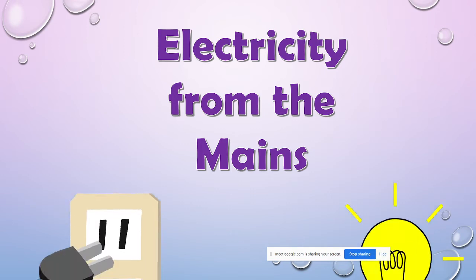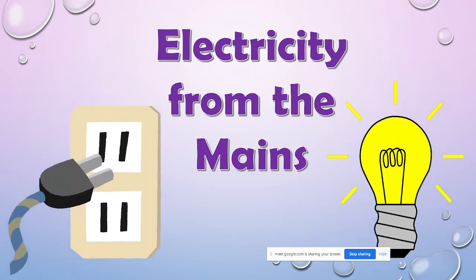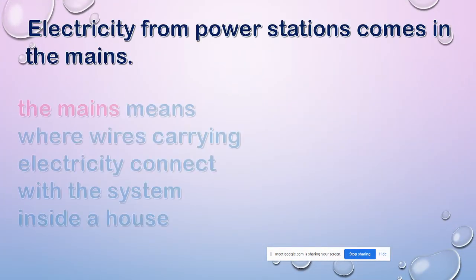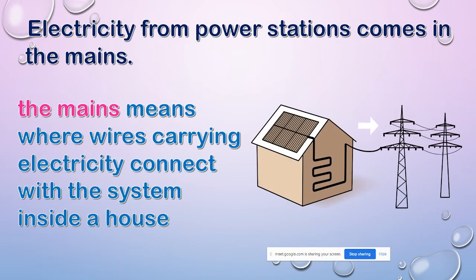Our topic for today is about electricity from the mains. There are two sources of electricity. You can either use the mains or batteries, okay? Today we are going to talk about one, electricity from the mains. Electricity from power stations comes in the mains. Do you remember what a power station is? What is a power station?